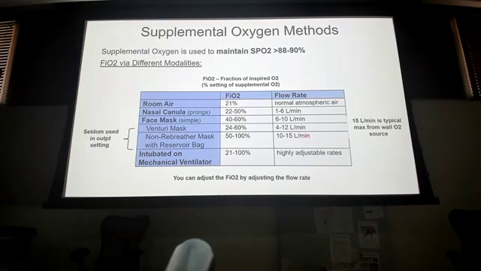One that you see less often, but I like a lot, is the Venturi mask, right? I'll show you a picture. It's got these little colored pieces on there that allow you to blend room air with oxygen, so you can get more precise with your oxygen. You can get like 28% or 40% or 60%. Pretty cool device, especially with your COPD patients or your chronic patients. It allows you to fine tune that oxygen so you're not blasting them with 100%.